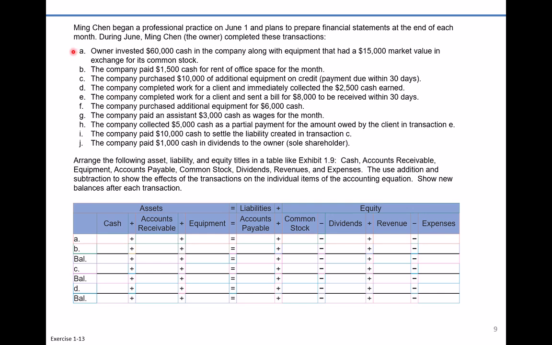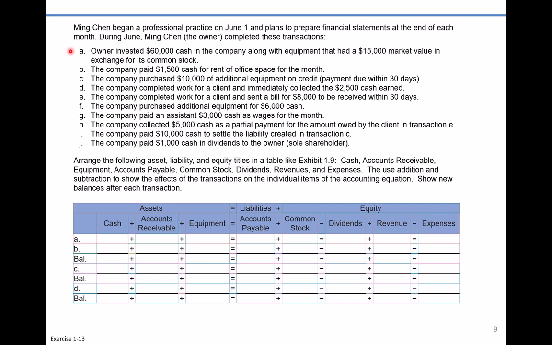So let's go ahead and take a look at the first transaction, transaction A. The problem reads, the owner invested $60,000 in cash in the company along with equipment that had a $15,000 market value in exchange for common stock. So when looking at this, the first thing to do is to think about what accounts from the balance sheet equation, or the sub-accounts specifically, were involved in this transaction. Then we're going to record those dollar amounts in those accounts or sub-accounts.